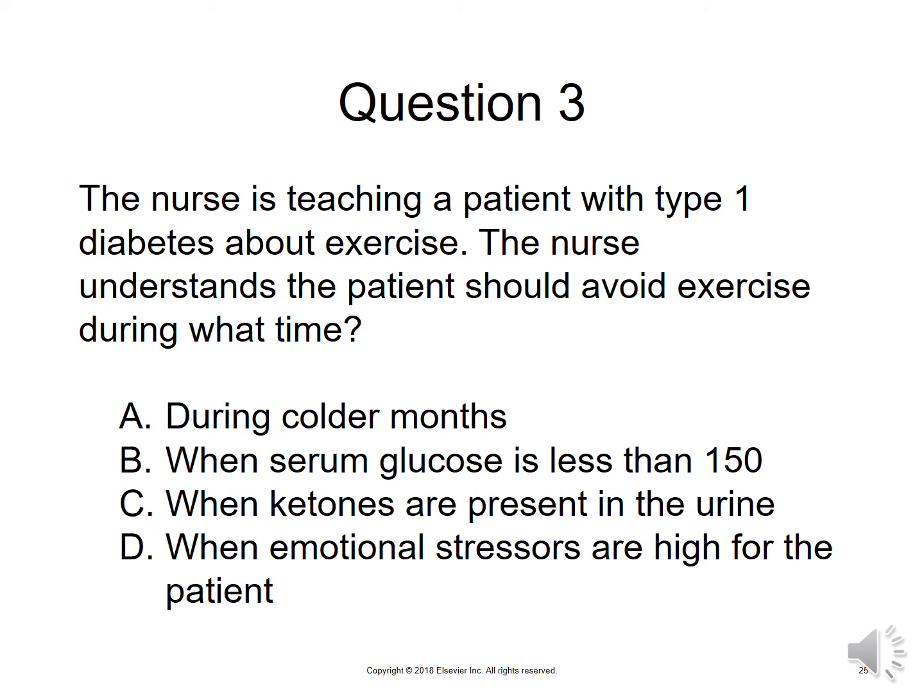The nurse is teaching a patient with type 1 diabetes about exercise. The nurse understands the patient should avoid exercise during what time? During colder months, when serum glucose is less than 150, when ketones are present in the urine, or when emotional stressors are high for the patient. Okay, it's going to be C, when ketones are present in the urine. Exercise should be avoided if ketones are present in the urine. Ketones indicate that the current insulin levels are not adequate, and that exercise would actually elevate blood glucose levels.